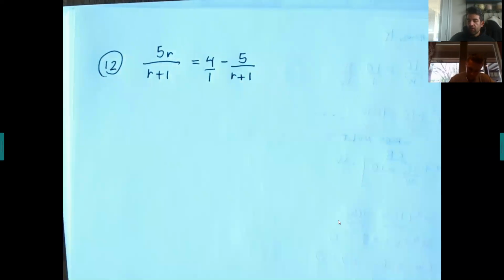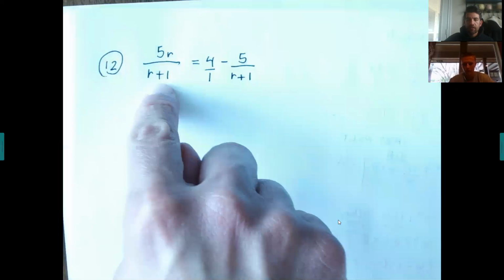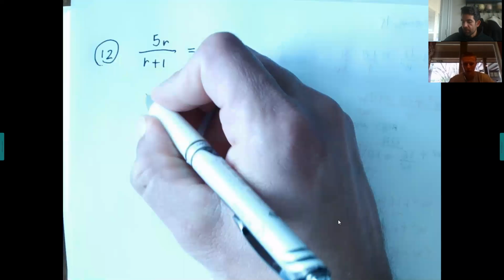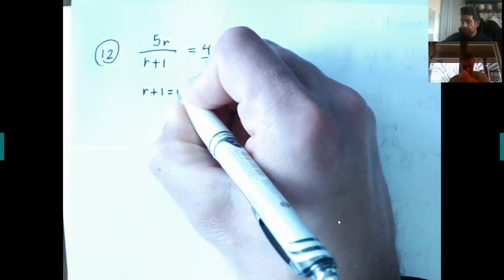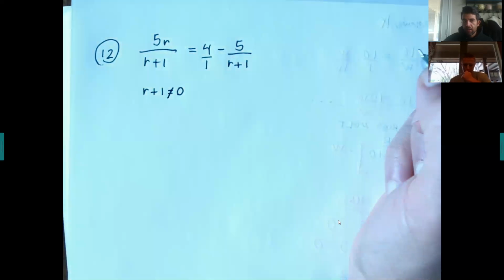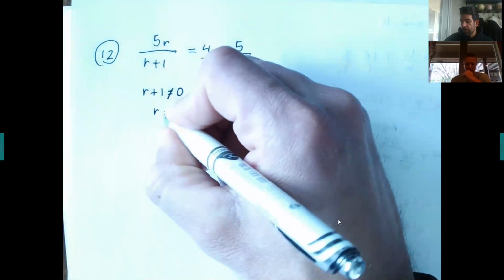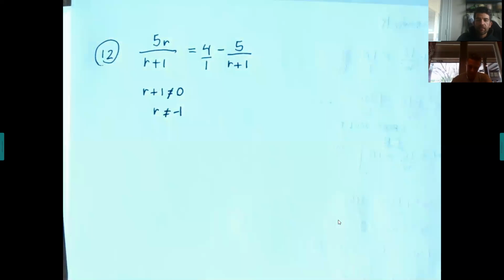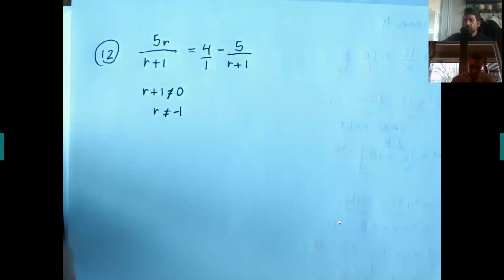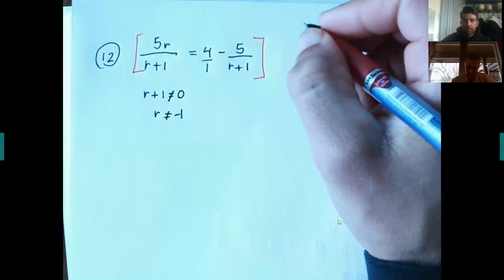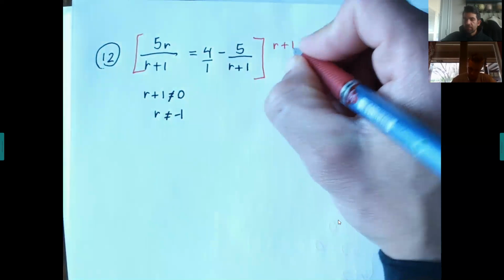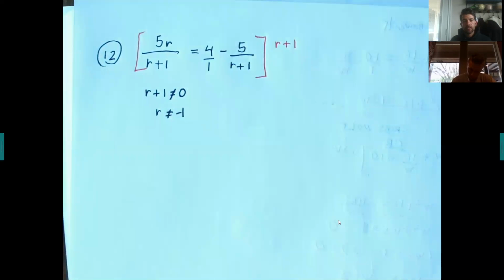Okay, so before I go on, let's talk about what r cannot be equal to. The denominator, how do I figure out what r cannot be equal to? This part right here, the denominator, cannot be equal to 0. And if I solve for r, I get that r cannot be equal to -1. So if by the time I find my solution, I find that the solution is r is equal to -1, then that means that solution is not valid. Right? So I'm going to multiply this times the lowest common denominator, which in this case is r plus 1.